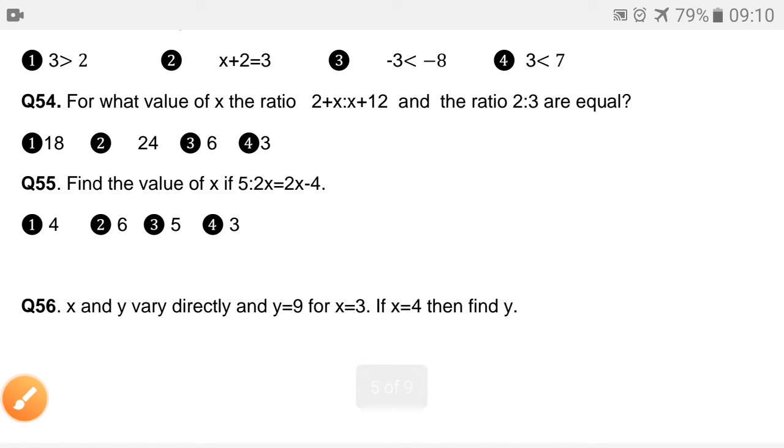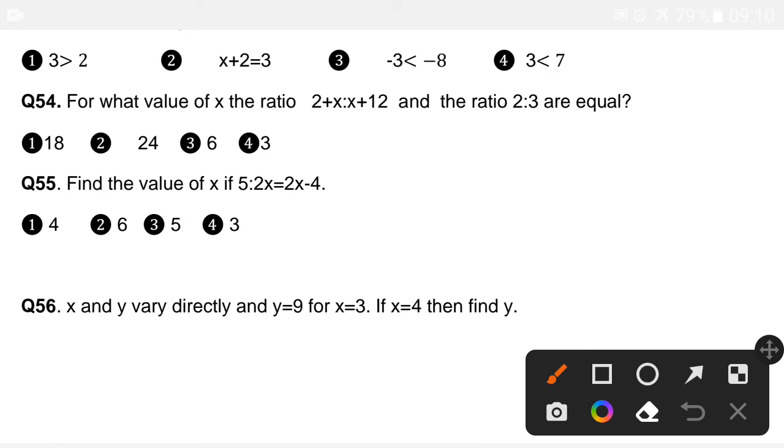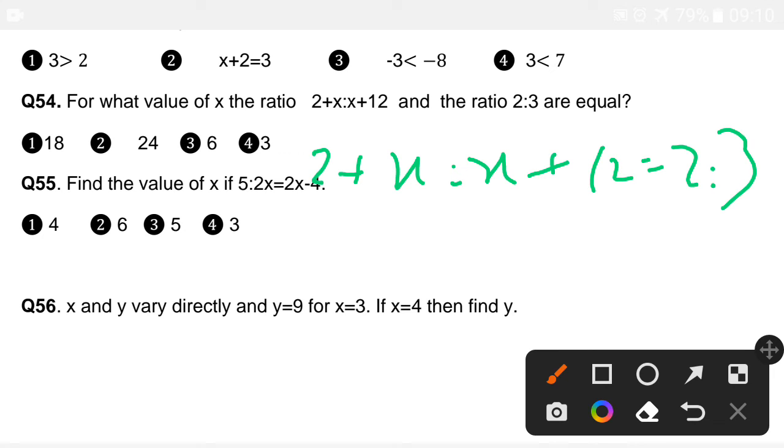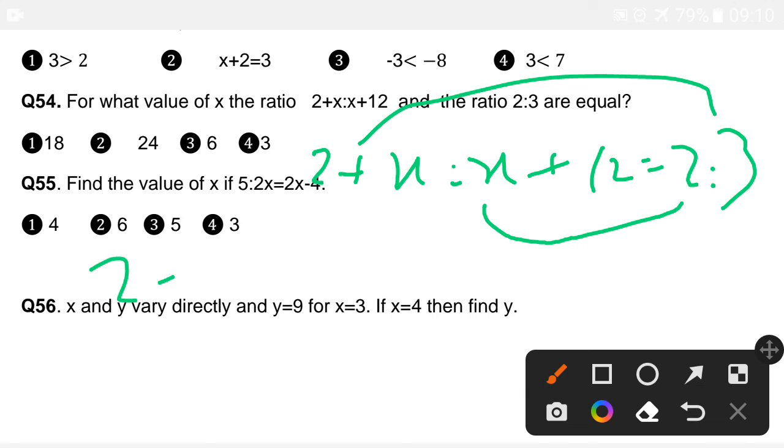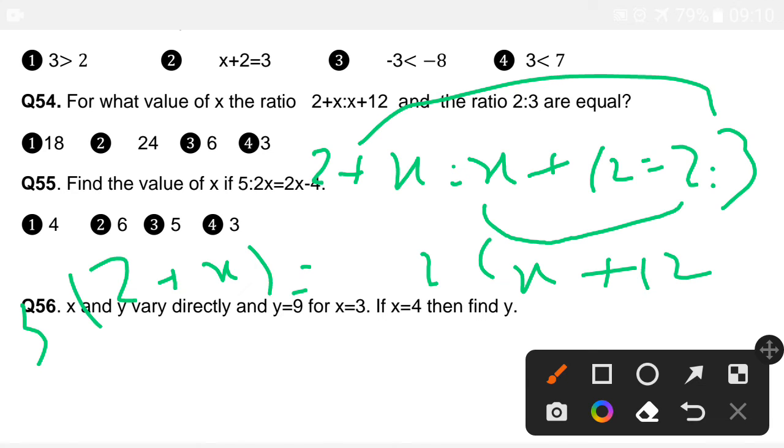Question number 54: for what value of x are the ratio 2 plus x to x plus 12 and the ratio 2 to 3 equal? So we have to find the x value, and we are given that for this value these ratios are equal. So we have to put these in an equal statement. Now we know that the product of means equals the product of extremes. So we multiply them: (2 plus x) times 3 equals 2 times (x plus 12).